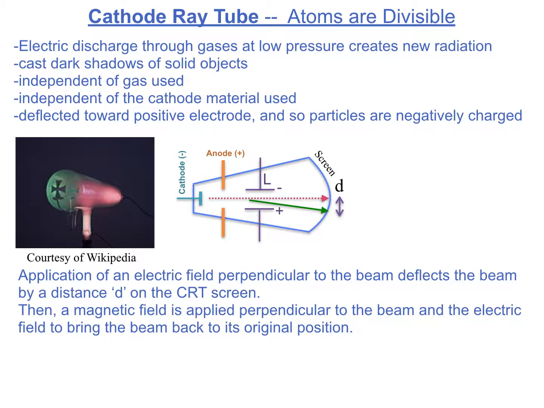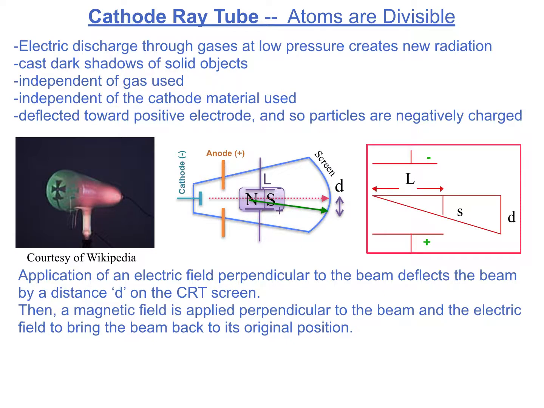Negatively charged particles, if they are in motion, generate a magnetic field. So that interacts with the applied field, and the applied field is exactly equal and opposite in direction to that of the particle field. Then the beam can be restored to its original position. That is achieved by positioning the south-north poles perpendicular to the electrode and also to the path of the cathode ray beam.